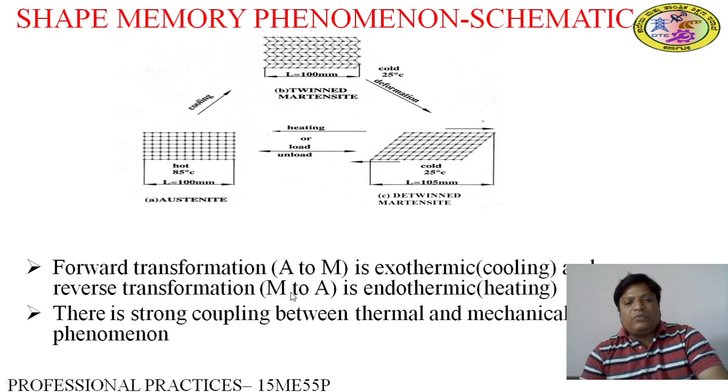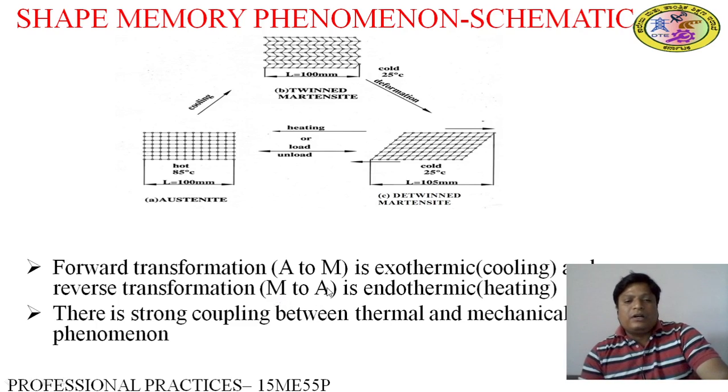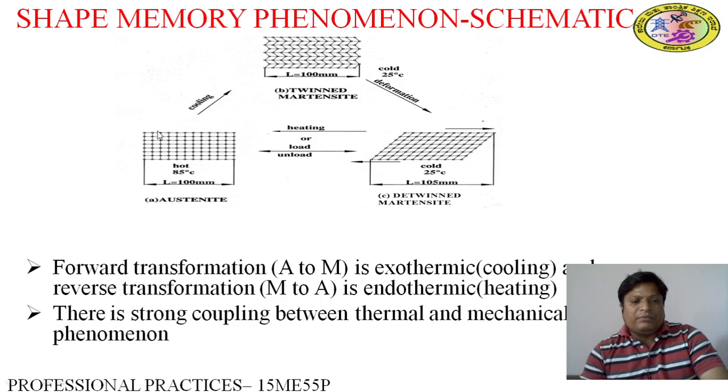The martensite phase transforms to the austenite phase. There is a strong coupling between thermal and mechanical phenomena during the changing of heating and cooling conditions, through the exothermic and endothermic processes.